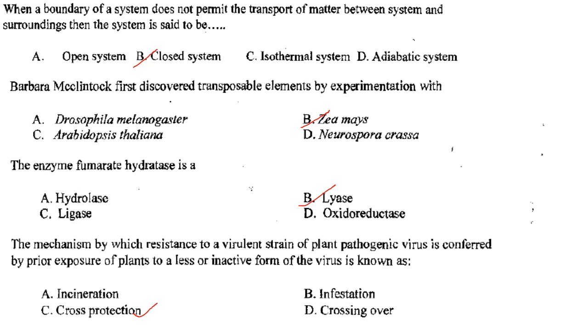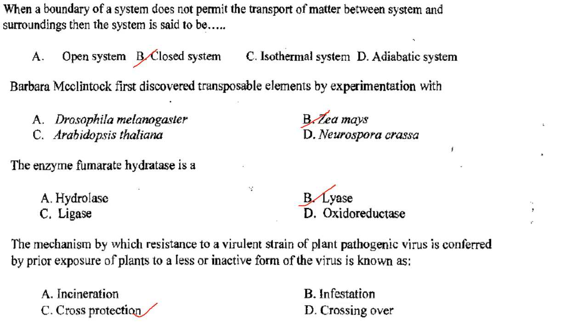Then when the boundary of a system does not permit the transport of matter between system and surrounding, then the system is said to be a closed system. Answer is option B. Then Barbara McClintock first discovered transposable elements by experimenting with maize. Answer is option B. The enzyme fumarate hydratase is a lyase.